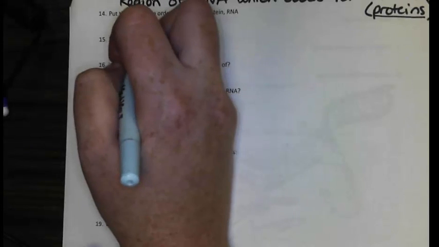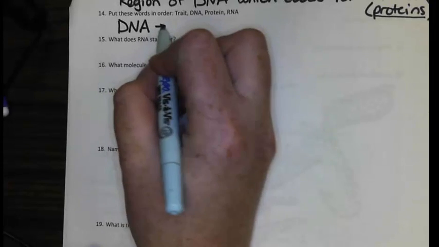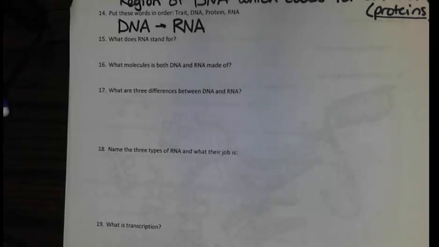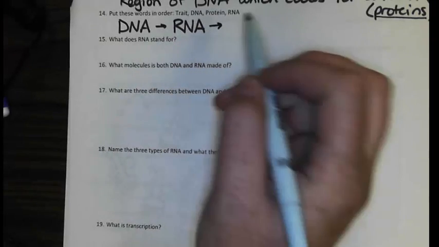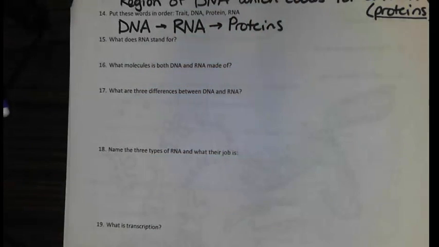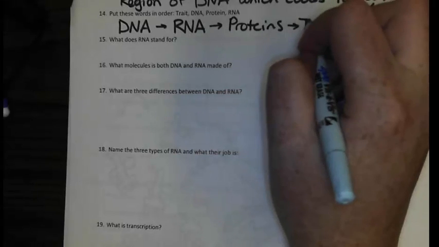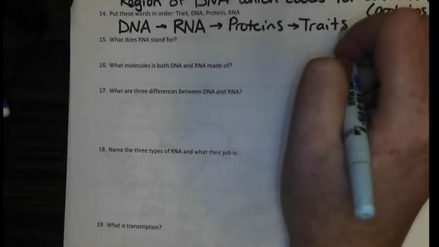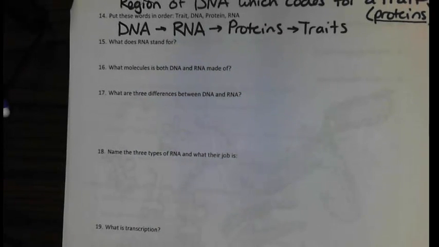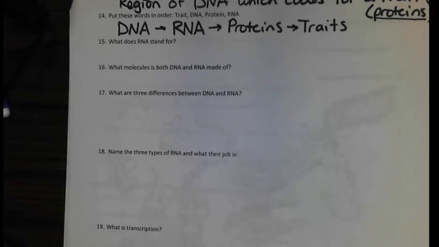All right, if we put these in order, we would start with DNA because that is like the master copy of all of our instructions. Then I'd go to RNA. Those are smaller pieces of those instructions. RNA is used to make proteins. And our proteins determine our traits. And this idea of DNA, RNA, and proteins is called the central dogma of biology. That's how important this process is to all the different things that we study in biology.